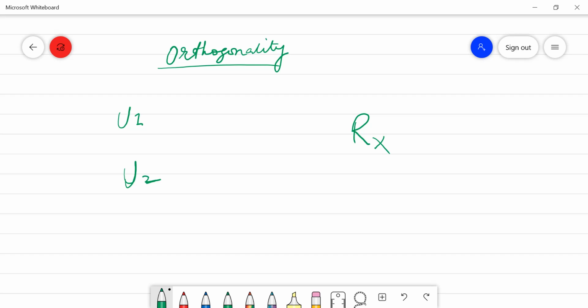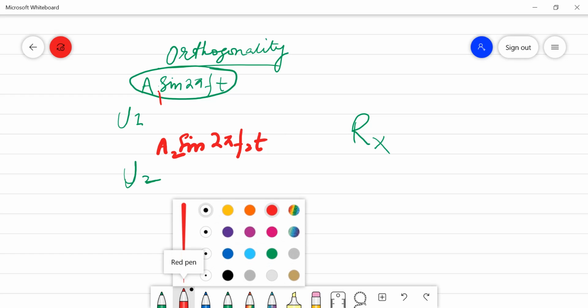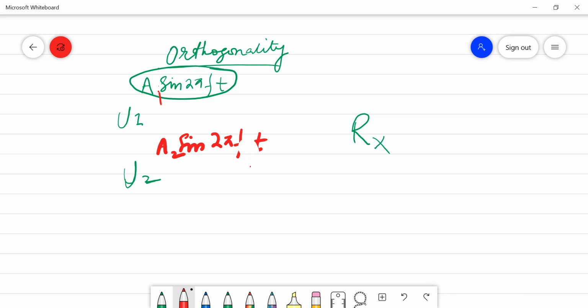Now suppose user 1 transmits this information, A1 sine of 2 pi ft. This is the signal which will be transmitted by user 1, and this is A2 sine 2 pi f2t, the signal transmitted by user 2. Let's say it is f, the same, okay, f. Now if they transmit these signals simultaneously at the same time, the receiver has no means of differentiating whether this signal came from user 1 or user 2, because they have the same frequency. Now how can we benefit if we take different frequencies?